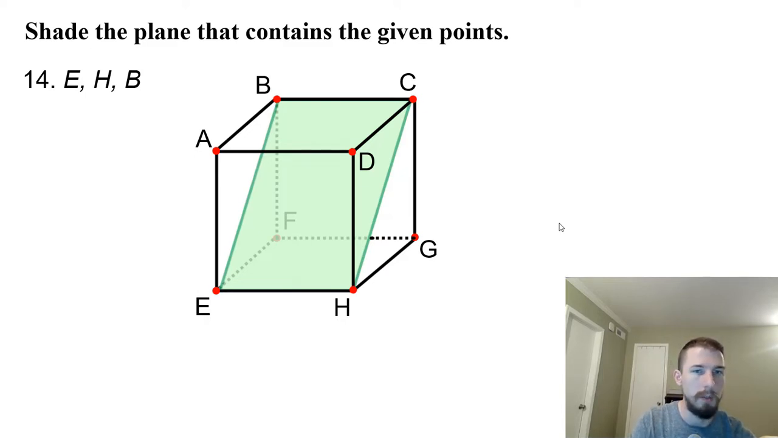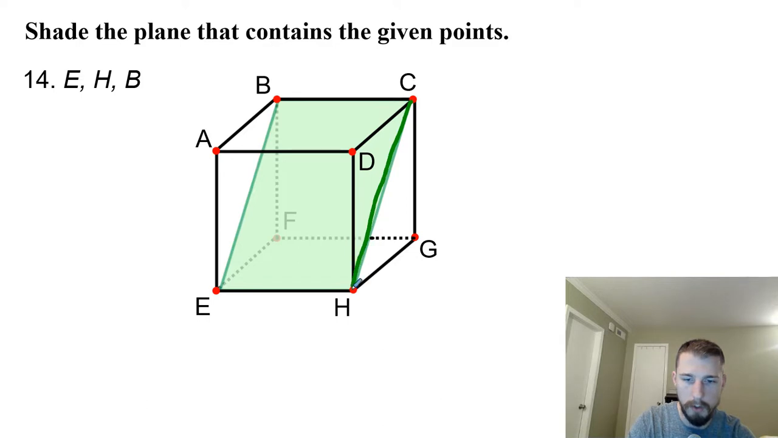All right, shade the plane that contains the given points. We have E, H, and B. So E and H, and then B. Obviously that's going to be this diagonal one here. Whenever you shade that on your end, all you have to do is connect from E all the way up to B. And you can draw your line going straight across, and then your line going down. That was terrible.